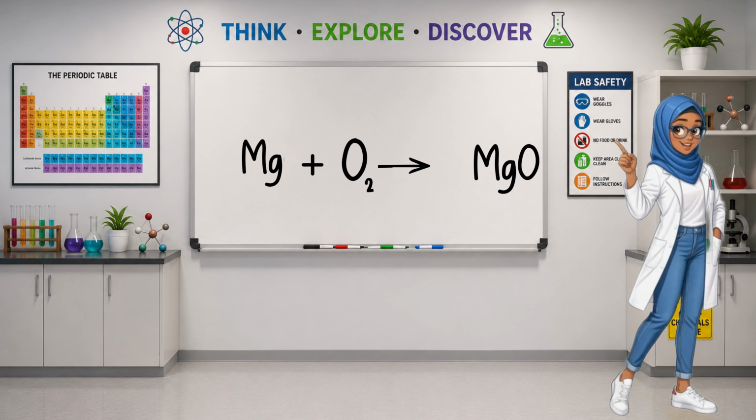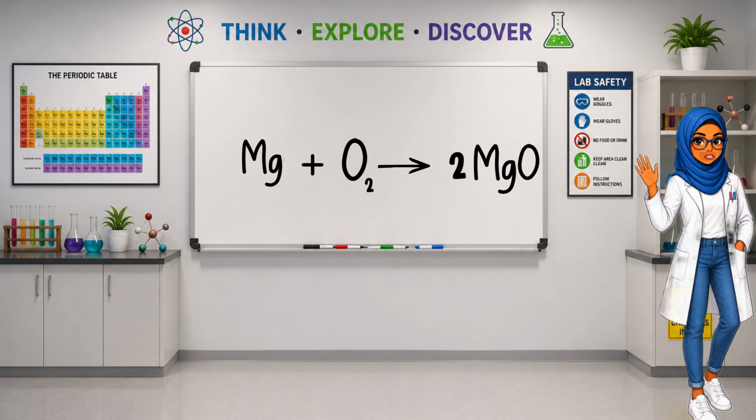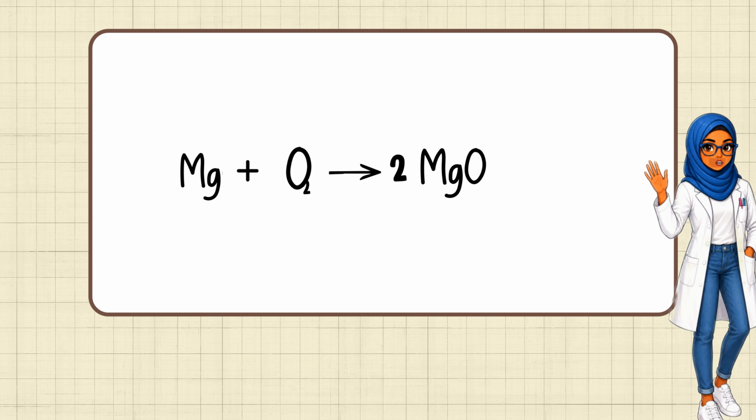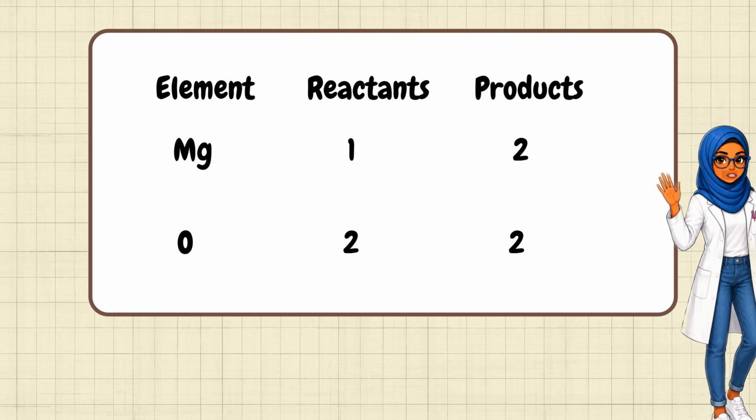We place a big number 2 in front of magnesium oxide. That we also call a coefficient. Now we have two oxygen atoms on the product side. Now oxygen is balanced, but magnesium is not. We have one magnesium atom on the left and two magnesium atoms on the right.